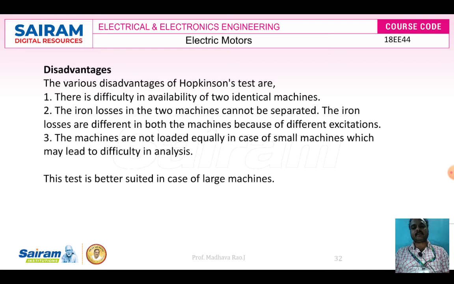The iron losses in the two machines cannot be separated. The iron losses are different in both machines because of different excitations. The machines are not loaded equally in case of small machines, which may lead to difficulty in analysis. These are the disadvantages.